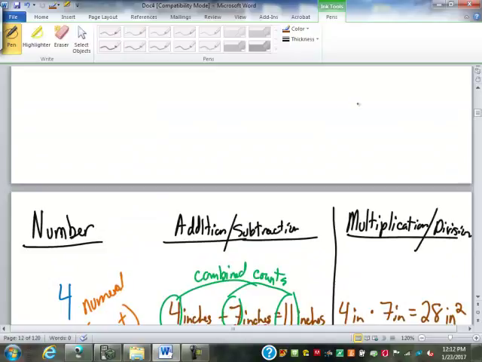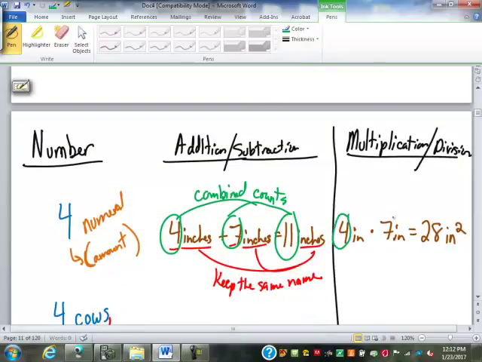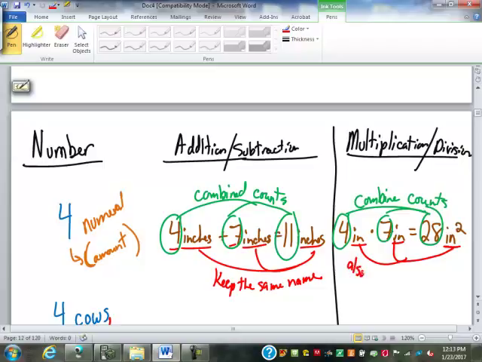If you think about it, if we're multiplying two lengths like that, chances are it's 4 inches by 7 inches, and we're multiplying to find an area. So when we multiply numbers, let's look at the counts. 4 and 7 became 28. So we still combine the counts. Because we're multiplying, we combine them with multiplication now. The difference is in the names. Inches and inches became square inches. So we also combine the names.